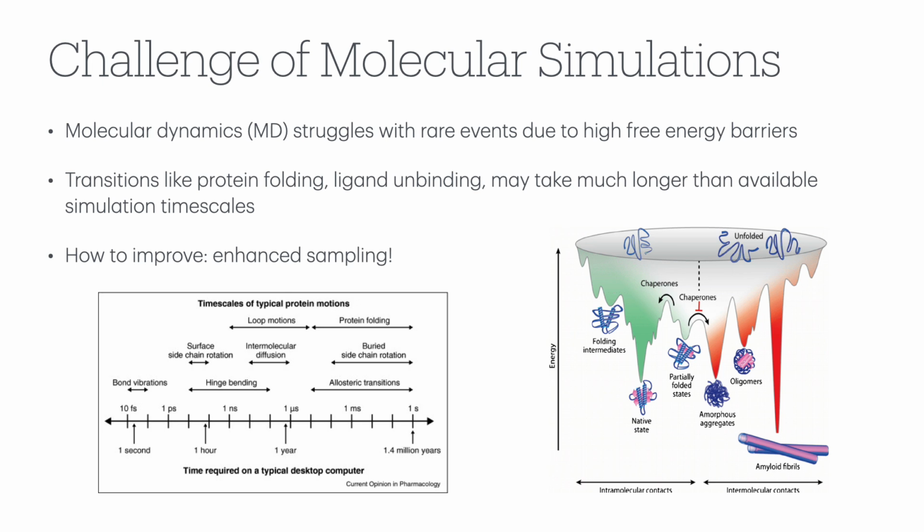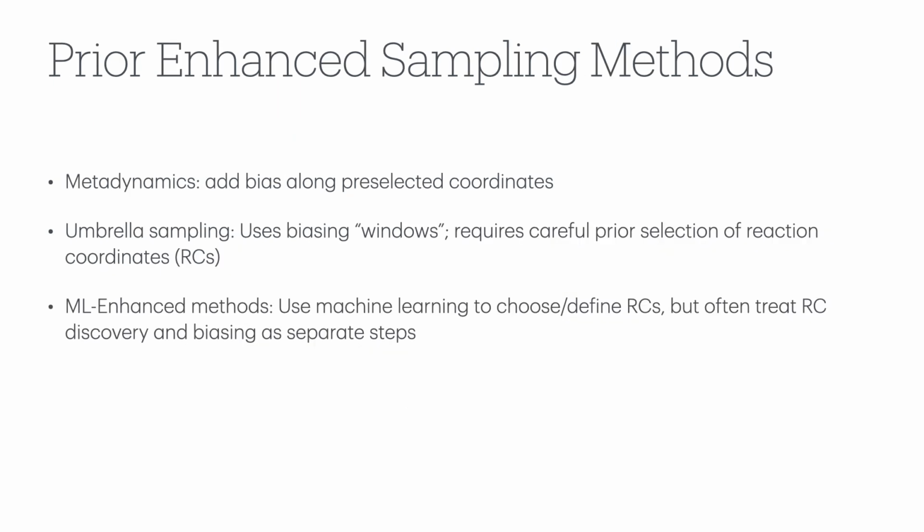So how can we improve these molecular simulations? Well, one way is through enhanced sampling. Let's talk about the prior enhanced sampling methods, and then we'll talk about what RAVE does. You should have seen a little bit of this before, but there are two main enhanced sampling methods. One is metadynamics, and another is umbrella sampling.